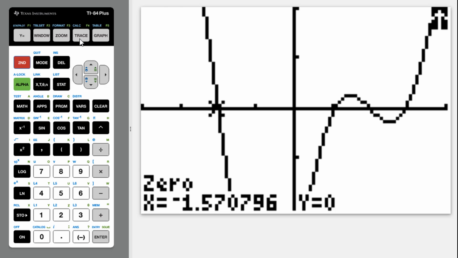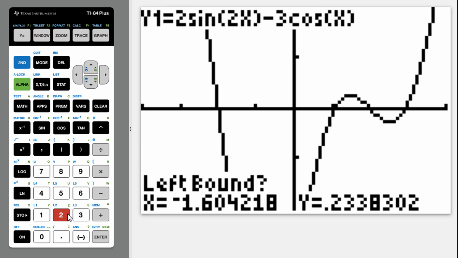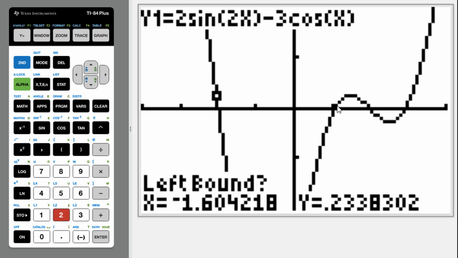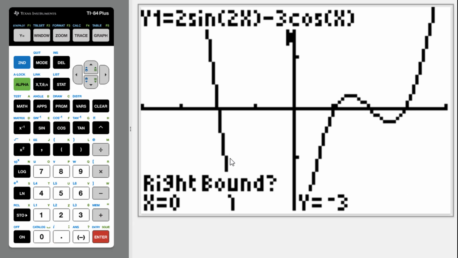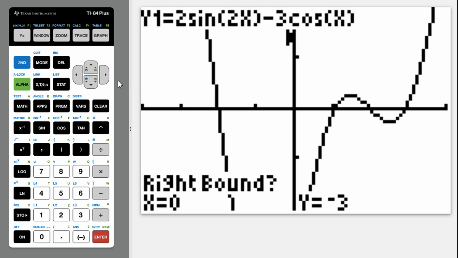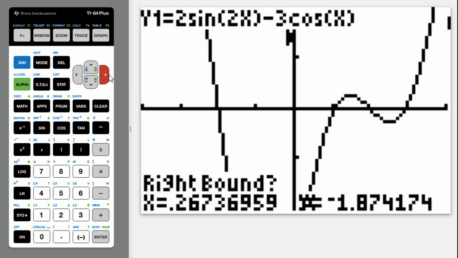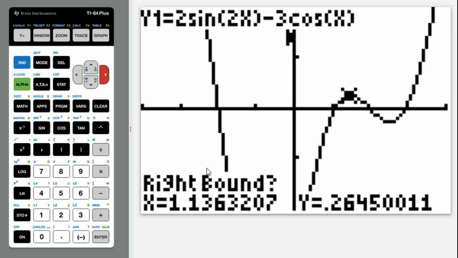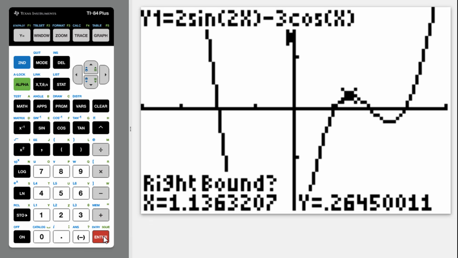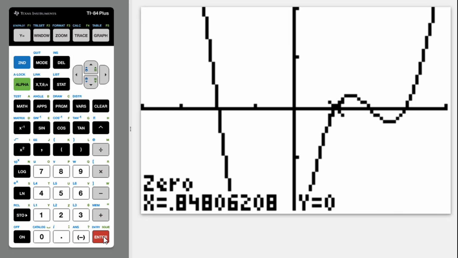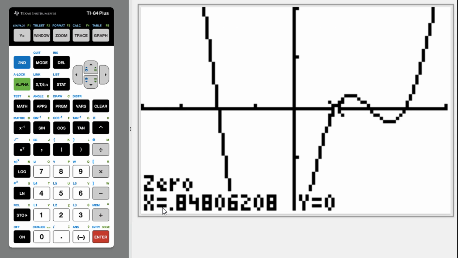Then we do second trace, go to 2 again. We want to figure out this x-intercept. This is a 0, so left bound, let's do 0. Enter. Right bound. Let's move. This point is on the right side of this x-intercept. Then enter. Enter. So we get x equals 0.848.